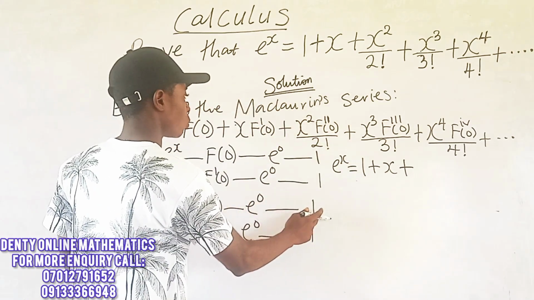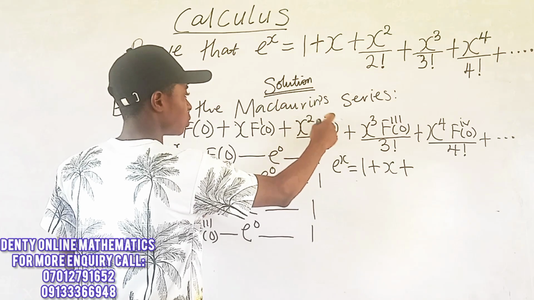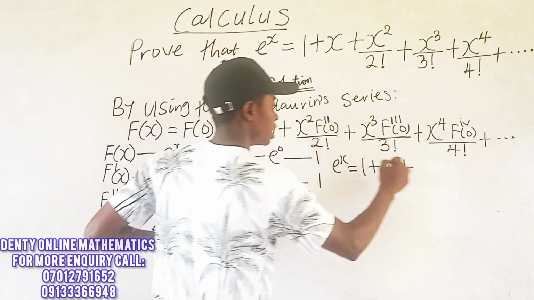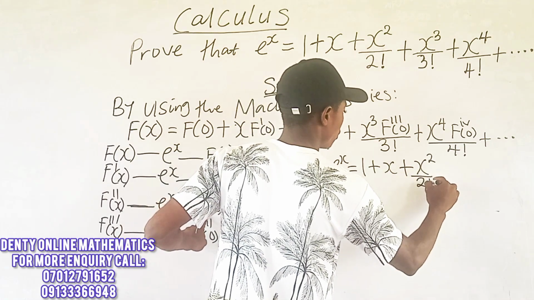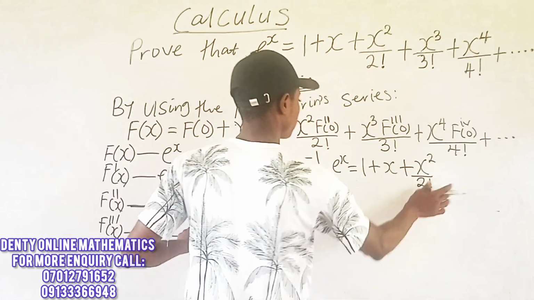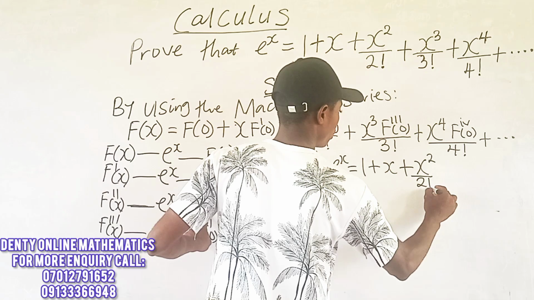So 1 times x squared is the same thing as x squared all over what? 2 factorial. You get it? This will be x squared over 2 factorial.